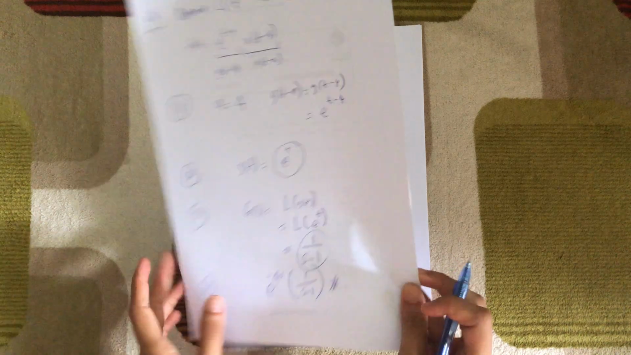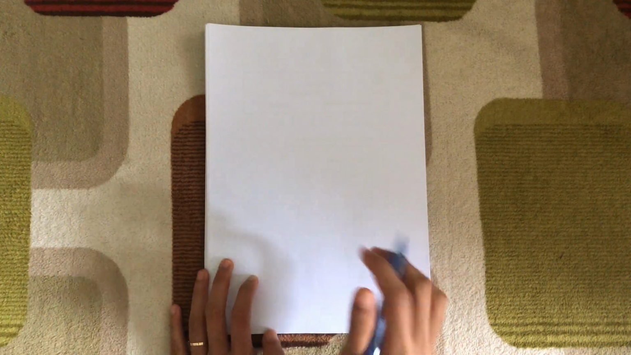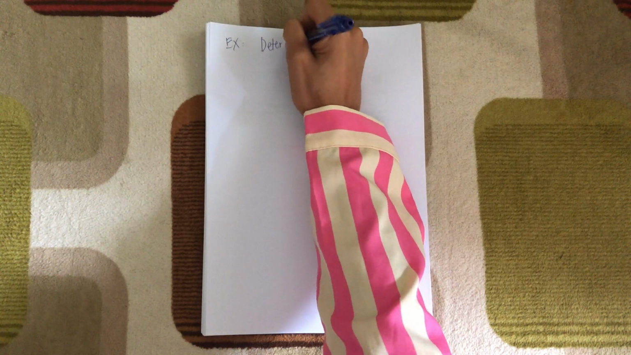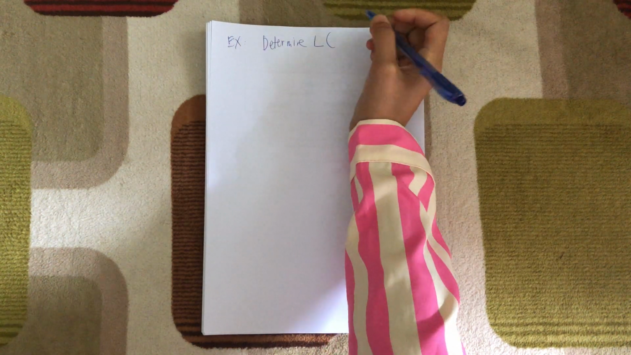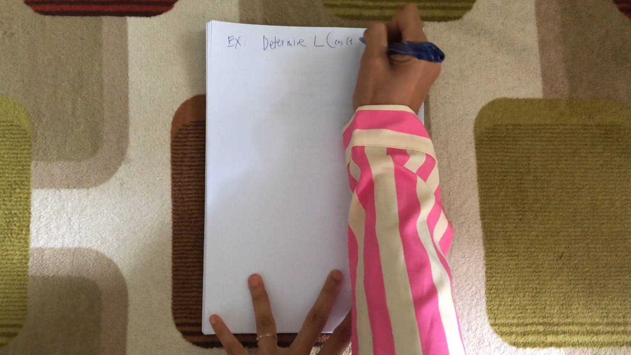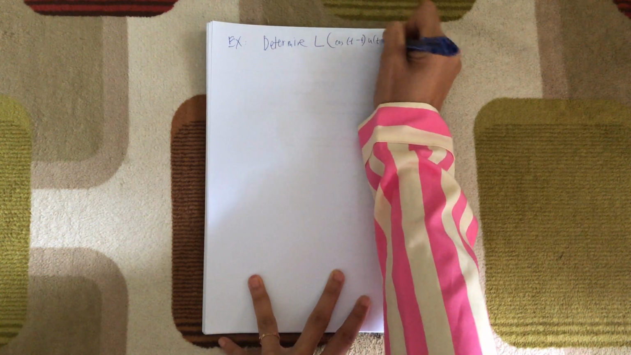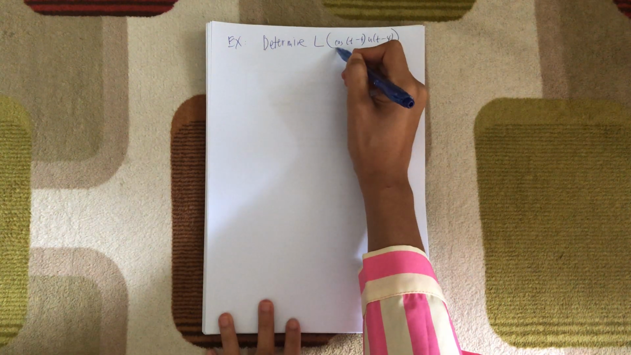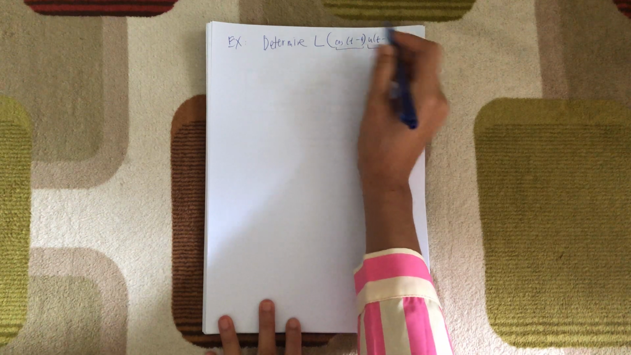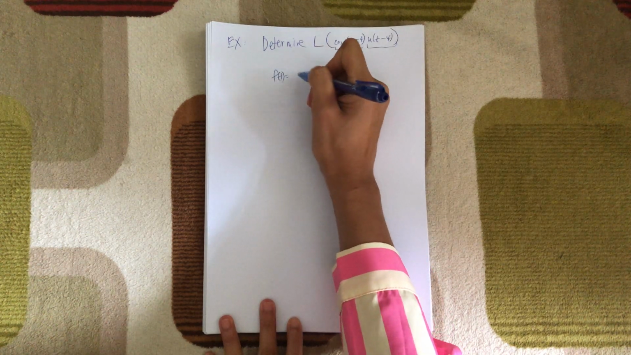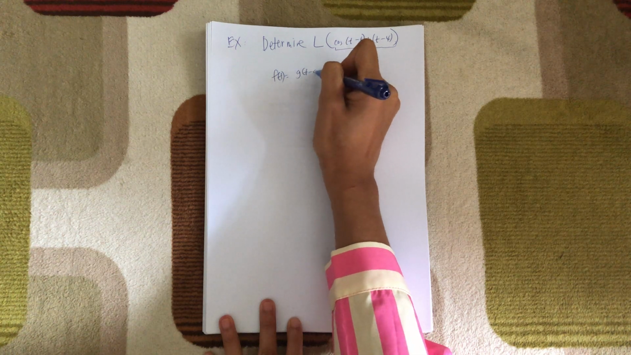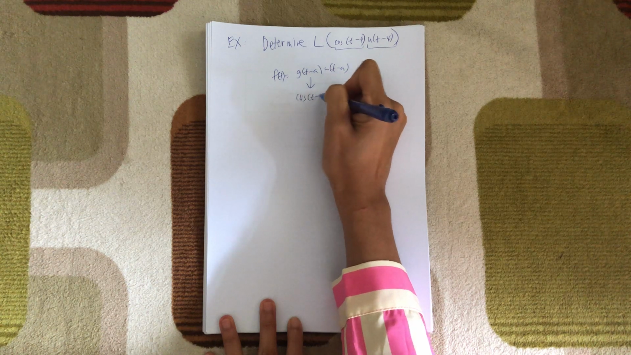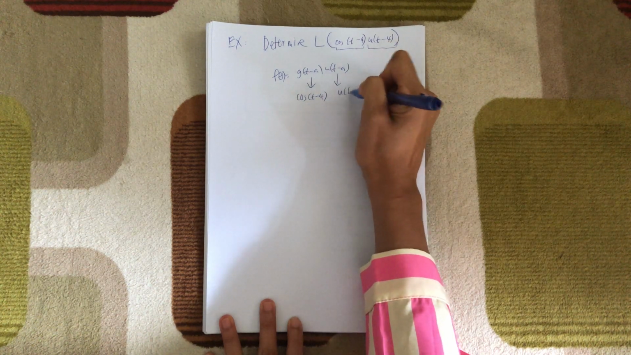Alright, okay, next example. So determine the Laplace transform for cos(t-4) u(t-4). Okay, right, so this is your unit step function. Okay, and then your g(t-a). Your g(t-a) is cos(t-4), right? And then this one is u(t-4).